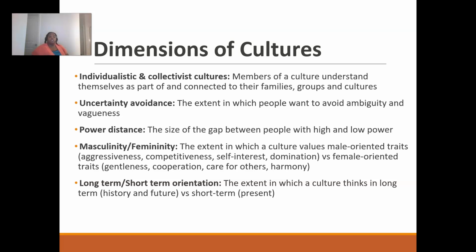Then we have long versus short-term orientation. It's to the extent to which a culture thinks in terms of the long term, history and future, versus the short term. If you think in the long term, you make future plans, you think of generations, and your mindset, goals, and day-to-day life differ from those who think in the present, in the now, and what's going on right now.